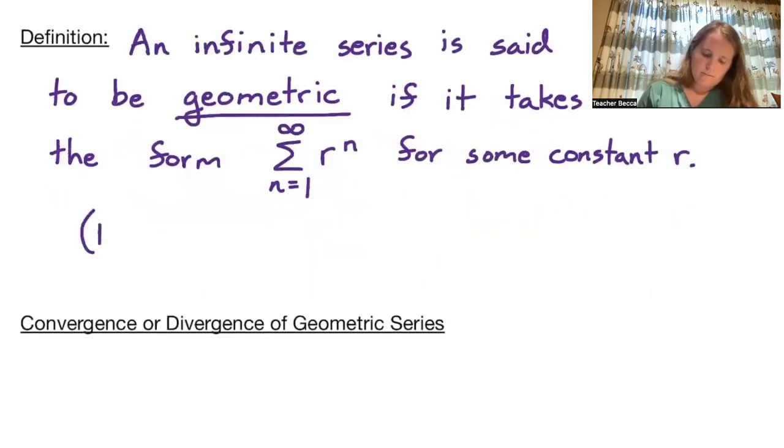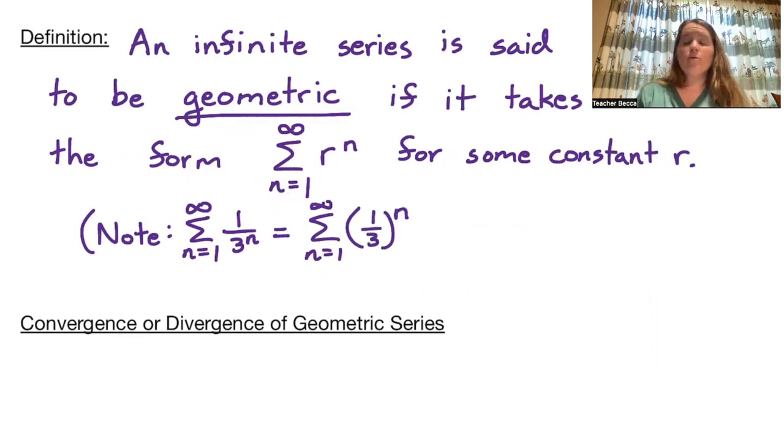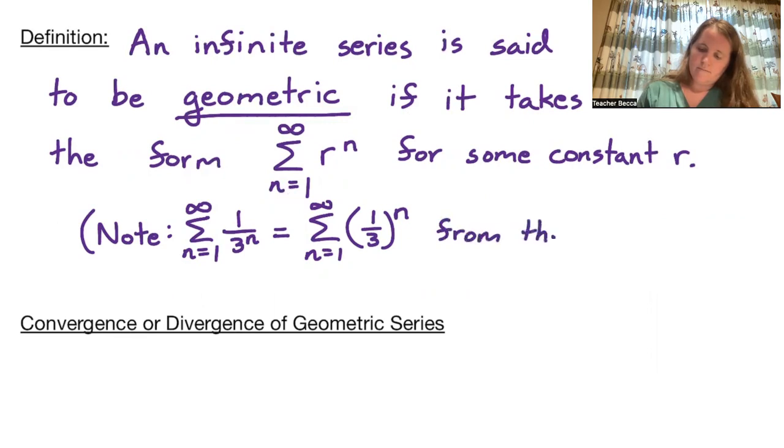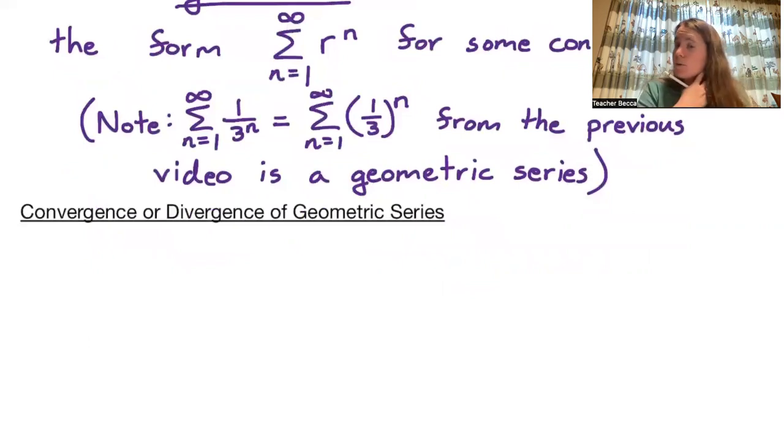So note, the sum from n equals 1 to infinity of 1 over 3 to the n equals the sum from n equals 1 to infinity of 1 third raised to the n, from our previous video, takes this form. So it is a geometric series. So for the convergence or divergence of geometric series, we're going to pull the same trick we pulled previously.